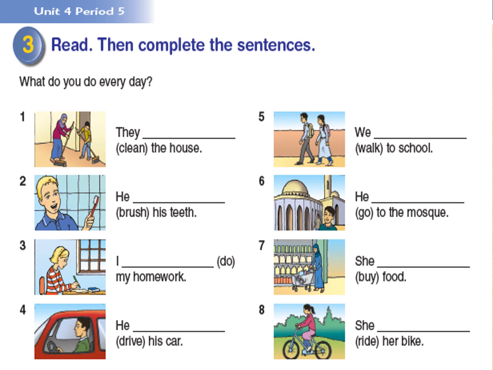Exercise 3, read, then complete the sentences. What do you do every day? Okay? Number 1, they. They is plural. We use the verb as it is. They clean the house. Okay? Now you have 5 minutes.